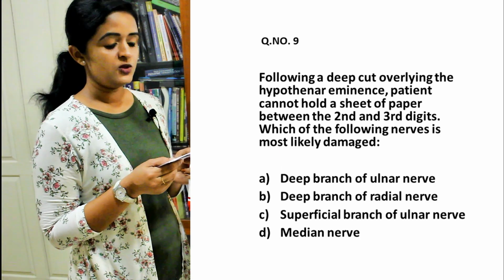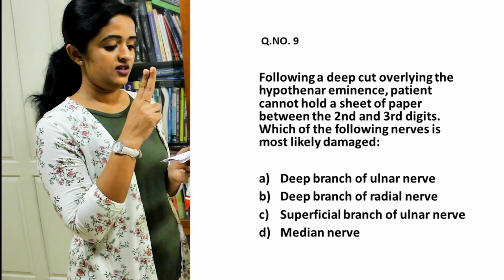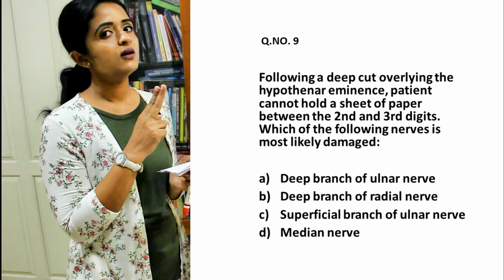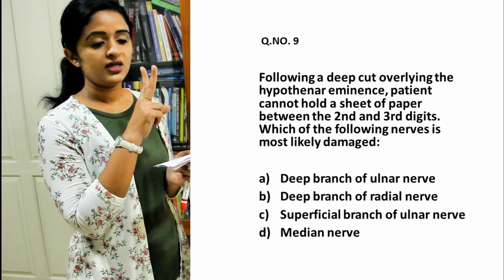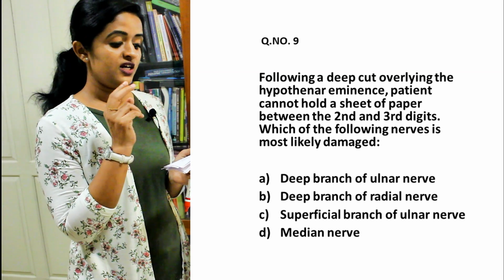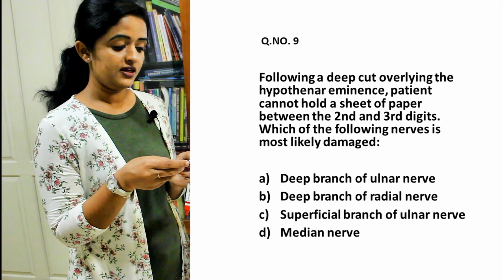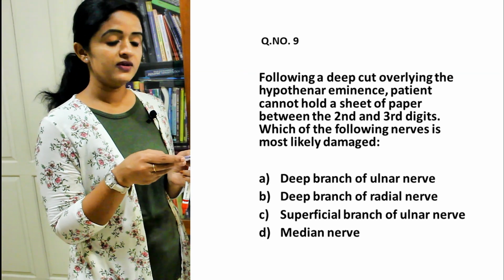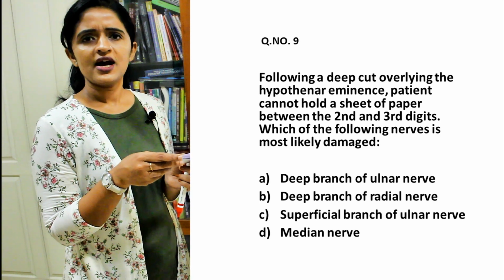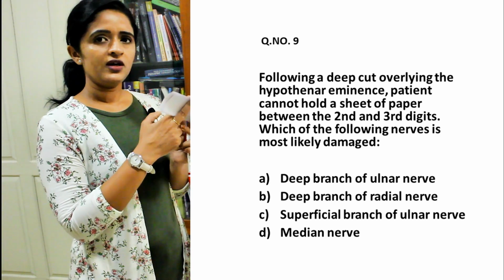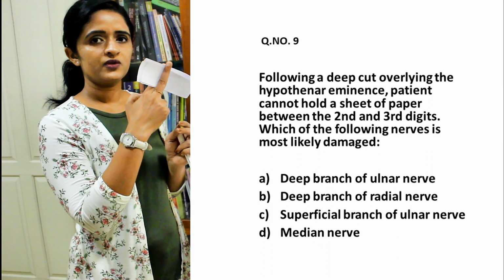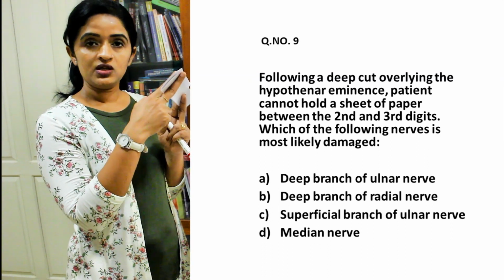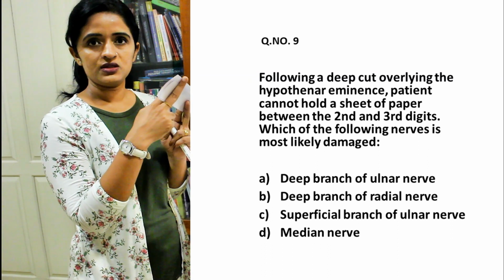Now the next question, following a deep cut overlying the hypothenar eminence, the patient cannot hold a sheet of paper between the second and third digits. Which of the following nerves are most likely to be damaged? Second and third digits. So deep branch of ulnar nerve, deep branch of radial nerve, superficial branch of ulnar nerve, median nerve. So what is the action mainly? You are not able to hold this like this. So that means the adduction is not possible. Adduction of the digits are not possible.